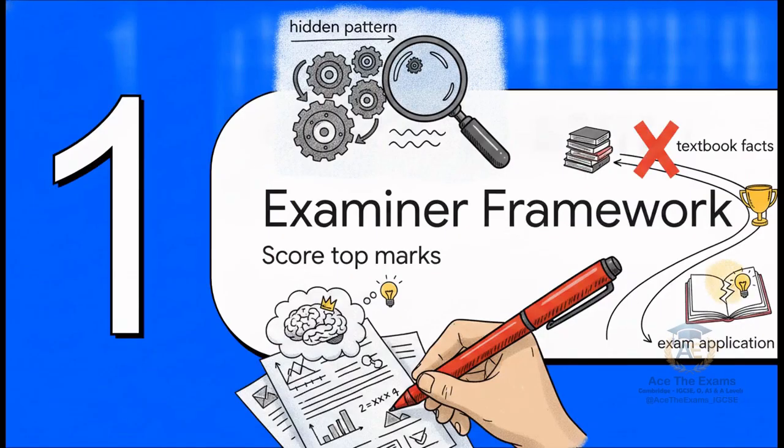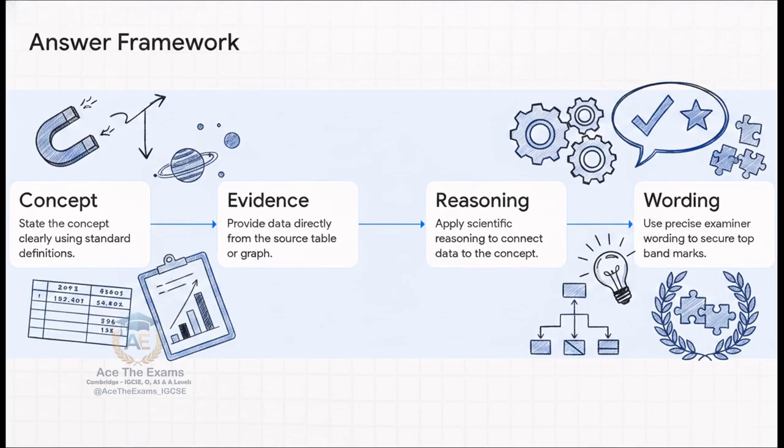Section 4. The examiner answer framework. Here is exactly how we fix this using a hidden pattern. See, ordinary revision fails because it focuses purely on textbook facts instead of exam application. To guarantee top marks, you've got to think like the person holding the red pen. So the crucial point here is memorizing this specific 4-part framework. It literally unlocks the mark scheme for any forces practical.